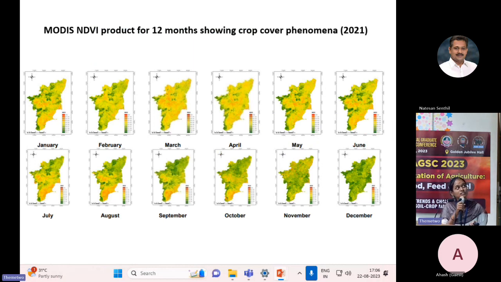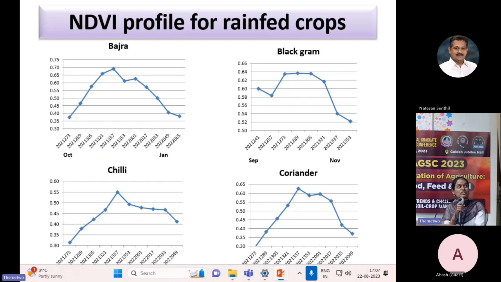This is the MODIS NDVI map for the entire Tamil Nadu. In it, an increase in the green color shows an increase in vegetation, and an increase in the red color shows a decrease in vegetation. This is the NDVI profile for the major rainfed crops. We selected 12 rainfed crops for identifying the NDVI profile of the particular crops.